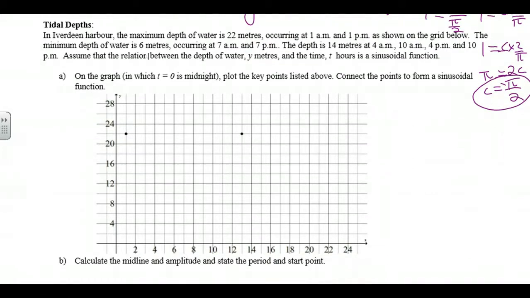Okay, tidal depths. In Inverdeen Harbor, the maximum depth of water is 22 meters, occurring at 1 a.m. and 1 p.m., as shown on the grid below. So we actually have dots there. The minimum depth of the water is 6 meters, occurring at 7 a.m. Okay, so 6 meters at 7 a.m. And what's 7 p.m.? Wait, let me do the math.